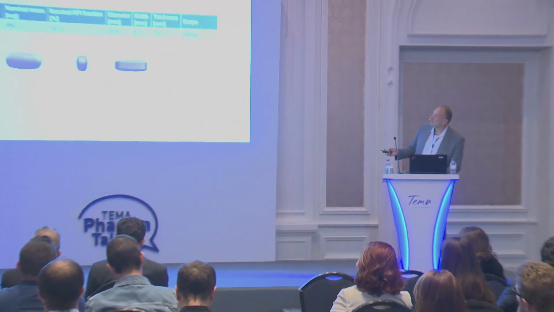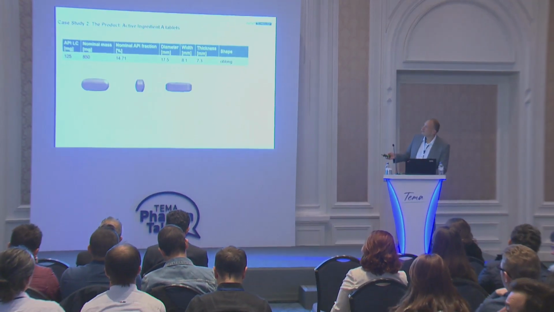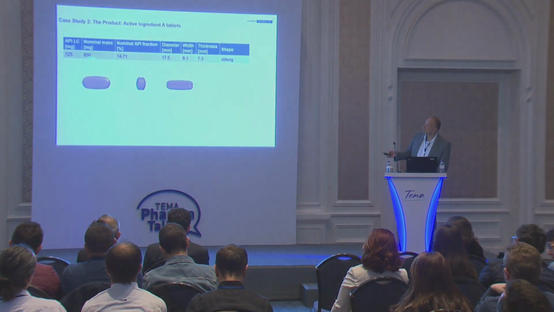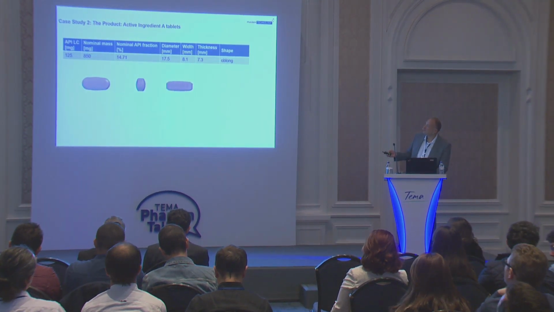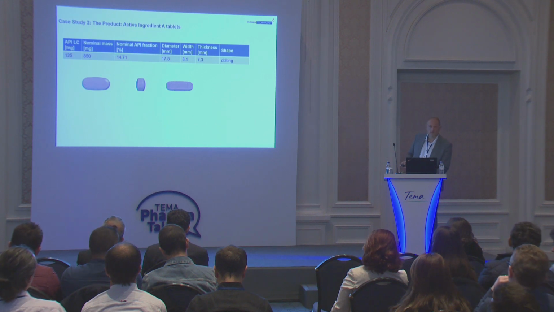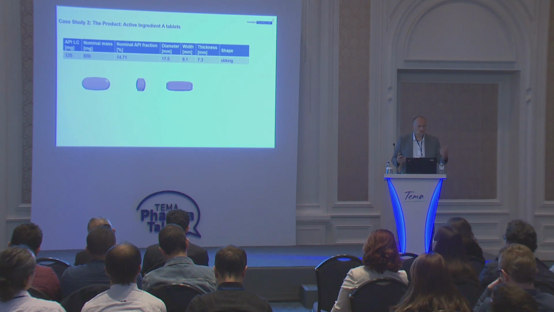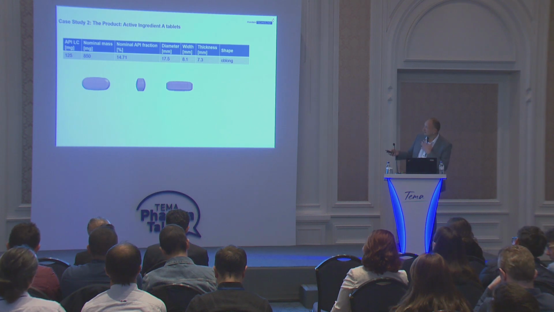Let's go to case study number 2. So this is a tablet whose name I may not tell you. We have here a label claim of 125 milligram. That means we have a nominal mass of 850 milligram, and we can calculate a nominal API fraction of 14.71. So it's between the low one and the high dosed application tablet.